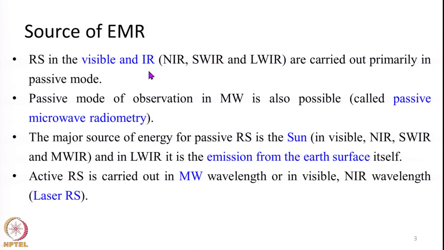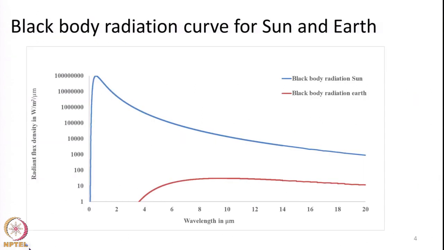This is again just a recap of previous classes. In the visible and IR band, the primary source of energy is the sun, especially for the passive mode of remote sensing, and we can also do passive mode of remote sensing in microwave wavelengths. We will see that later in a separate class. This is another quick recap of the energy from the sun. It peaks around the visible wavelength. The maximum energy from the sun comes around the visible wavelength.